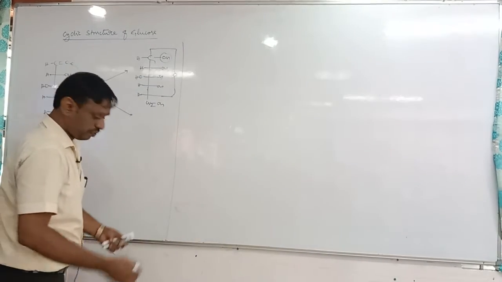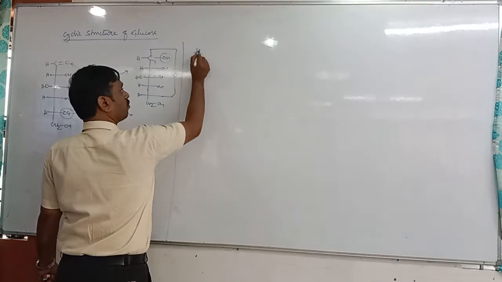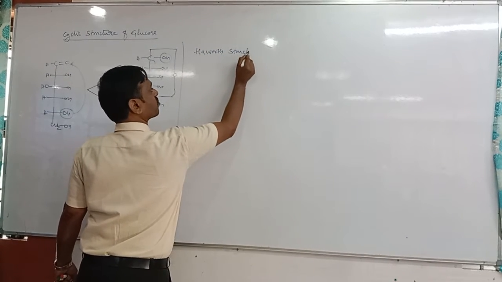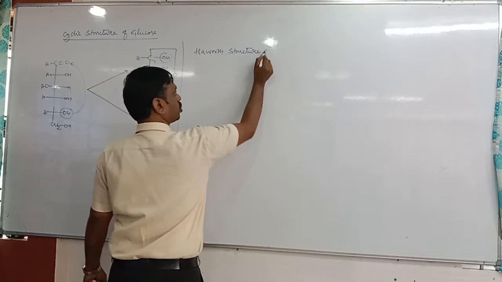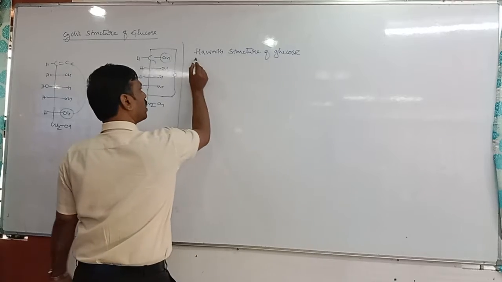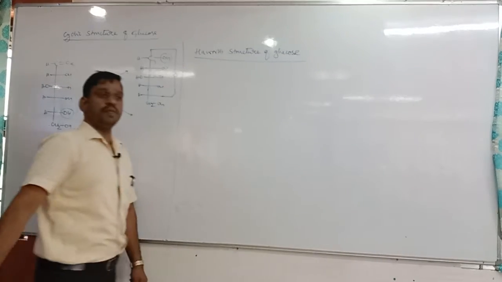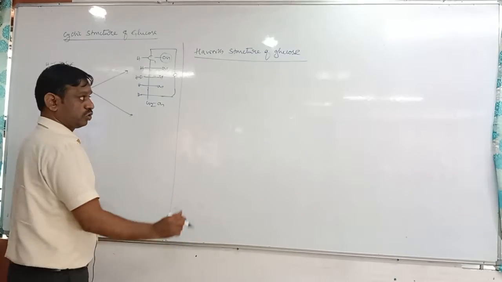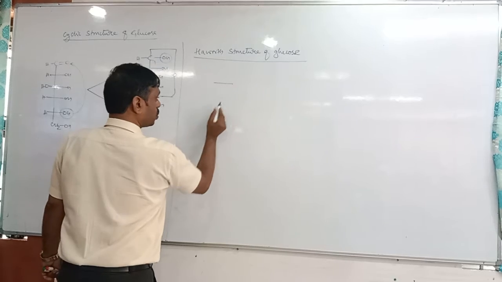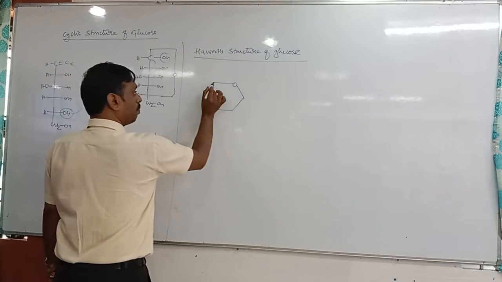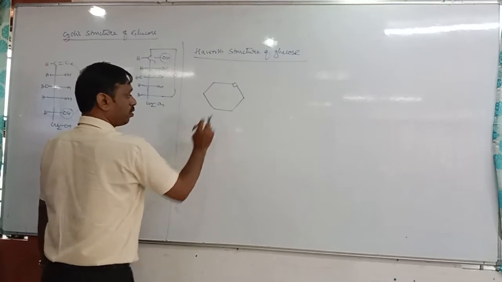Have you written that also? Okay. Haworth structure of glucose. Right. So while writing the Haworth structure, you need to remember two important points. First is to draw the six-membered skeletal ring of pyranose. Since glucose exists in the form of a six-membered ring, it is called the pyranose ring.